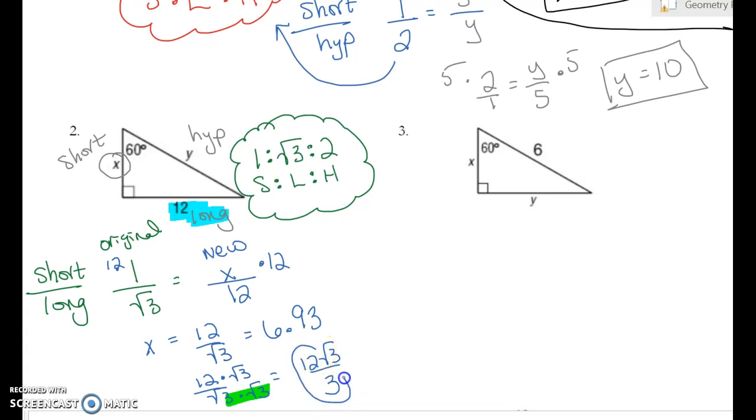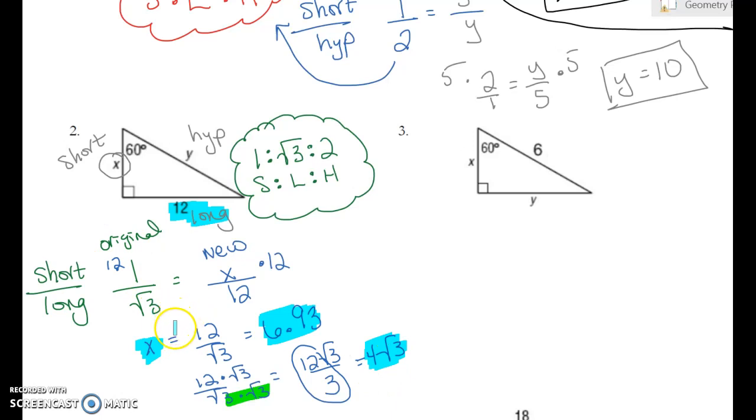And then if you notice, you can reduce this. So it's 4 square root of 3. So it looks like a lot of work, and it is a little tricky. But you can have either answer. You can have x is equal to 6.93. If you're more mathy and you understand it, then you should have 4 square root of 3. Okay? So again, that was to find the short leg.